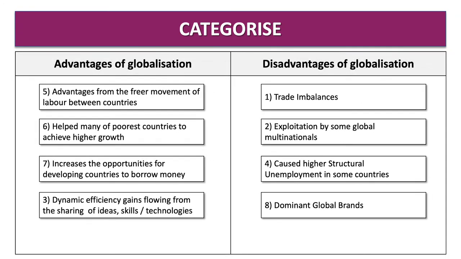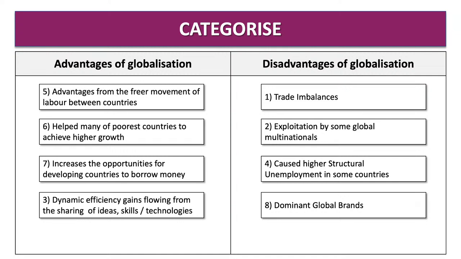Here they go. Okay, so indeed, those advantages of globalization were 3, 5, 6, and 7. So we're looking at advantages from the freer movement of labor, helping some of the poorest countries to achieve higher growth. So speeding up their development, potentially, increasing the opportunities for developing countries to borrow money. And again, that can lead to their greater development, investment in infrastructure or in the HDI factors of education or health. And we can think about dynamic efficiency gains flowing from the sharing of ideas and the skills and technologies that come from that technology transfer that was referred to earlier on the chat.